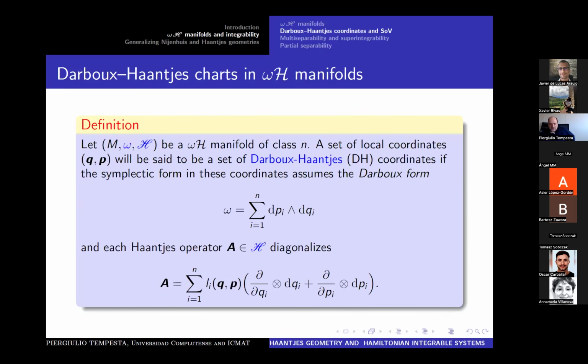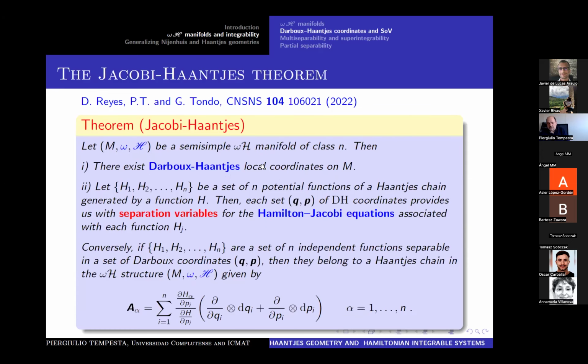Now let's go to Darboux-Haantjes coordinates. A set of coordinates which at the same time are Darboux, meaning that the symplectic form acquires, of course, the standard natural form, and at the same time each Haantjes operator acquires a diagonal form, we will say that these coordinates are Darboux-Haantjes. In other words, Darboux-Haantjes coordinates at the same time ensure the Darboux form of omega and the diagonalizability of our operators. What is interesting is that if we have a semi-simple omega-H manifold, or symplectic-Haantjes manifold, then there exist these Darboux-Haantjes local coordinates. In other words, we can simultaneously diagonalize our algebra and write omega in the simplest possible way.